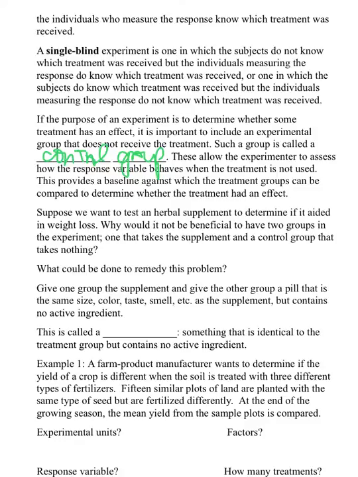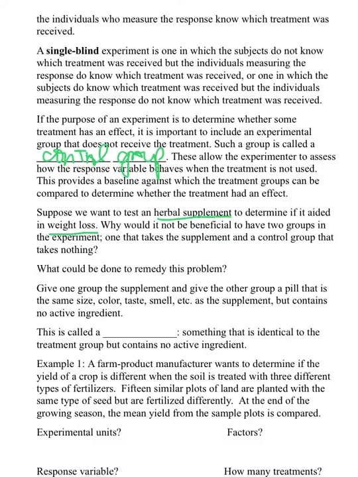Now lastly, suppose we want to test an herbal supplement to determine if it aided in weight loss. Why would it not be beneficial to have two groups in the experiment, one that takes a supplement and a control group that takes nothing? Well, what could happen is the group that has the herbal supplement, they might be thinking, oh, I'm taking an herbal supplement to help my weight loss. Maybe I should be eating healthier. Maybe I should exercise more, drink more water. They might just change their behavior because of that. And mentally they think, all right, I should be losing weight because I'm taking something.